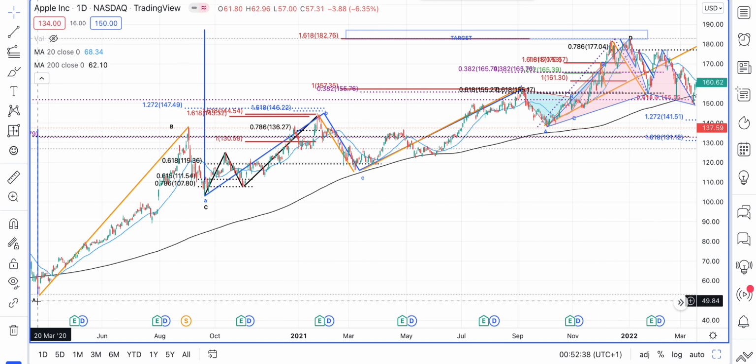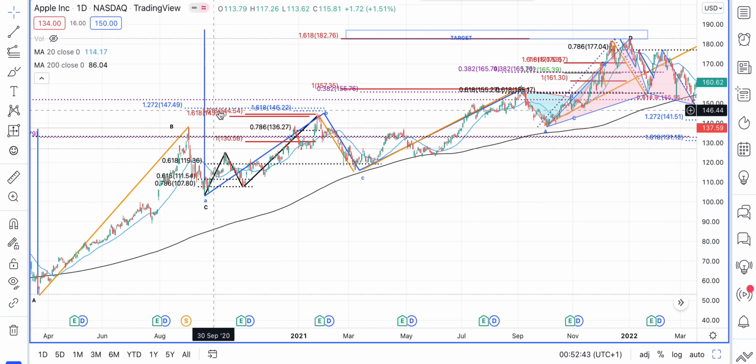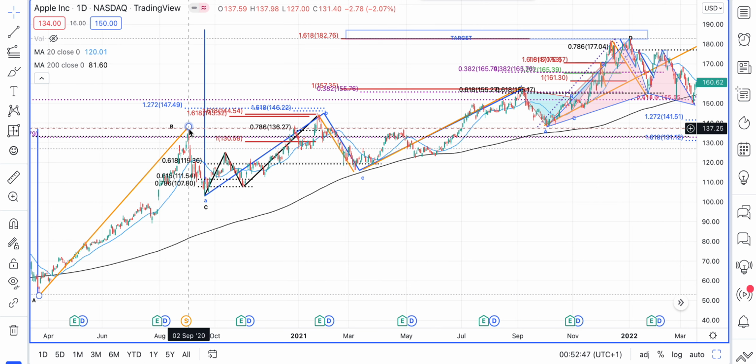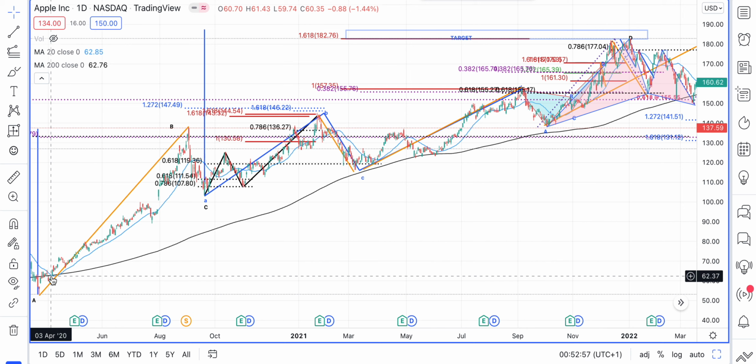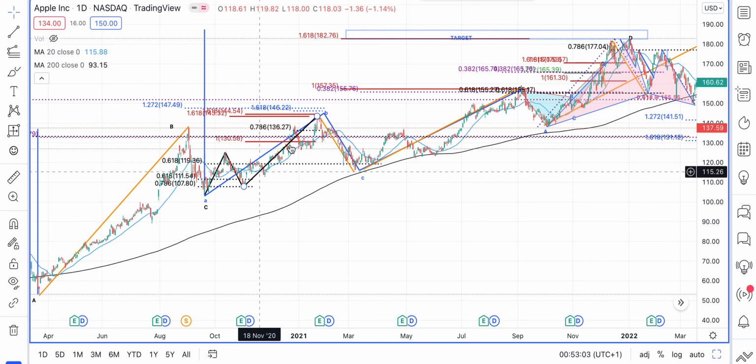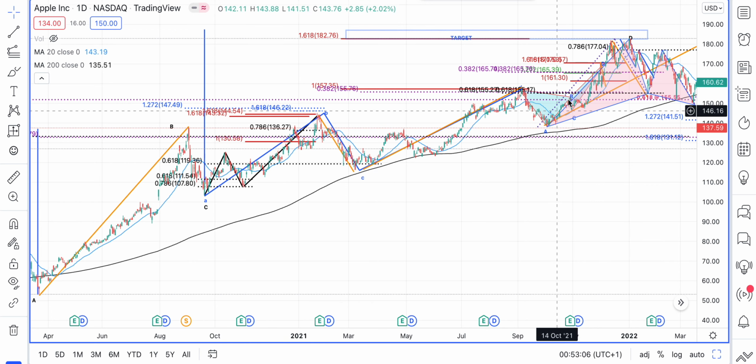This is the COVID low in March of 2020. If we call it point A, it went and made a high of point B in September 2020. There was some retracement here, and if we call it point C and we project A, B from point C, we get about $187.